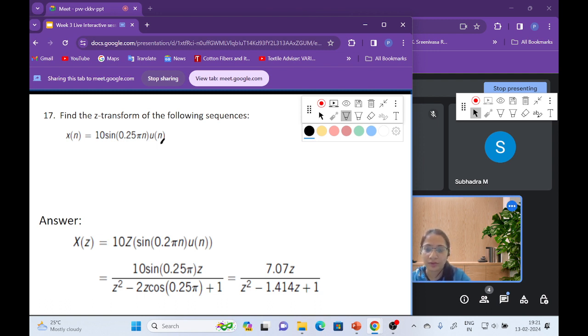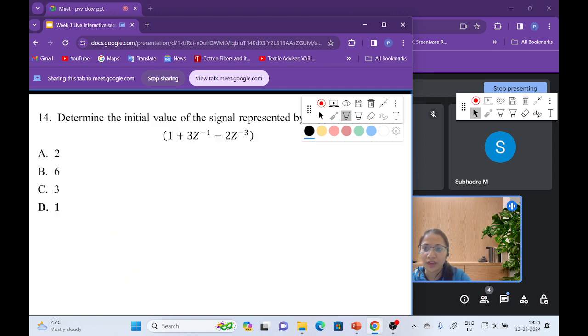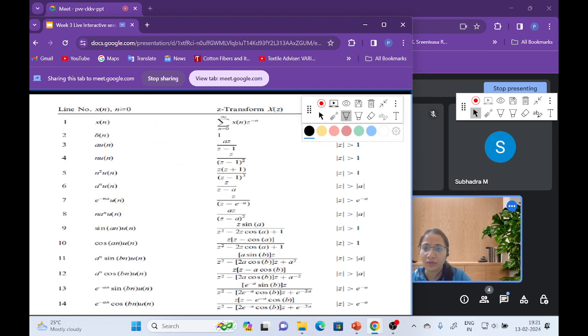So I am taking that table so that you can note it down. Okay, this is the table. We have to find the value of sine an, from here. So what is the formula? Z sine of a divided by z square minus 2z cos of a plus 1. Okay. So let's see what is the value of a. This is the z transform of sine an.